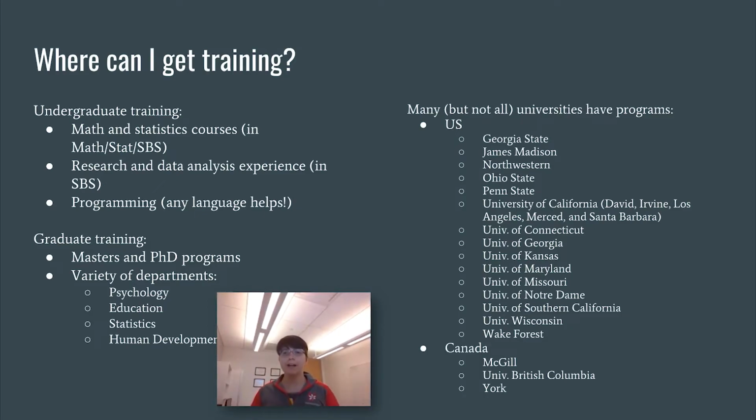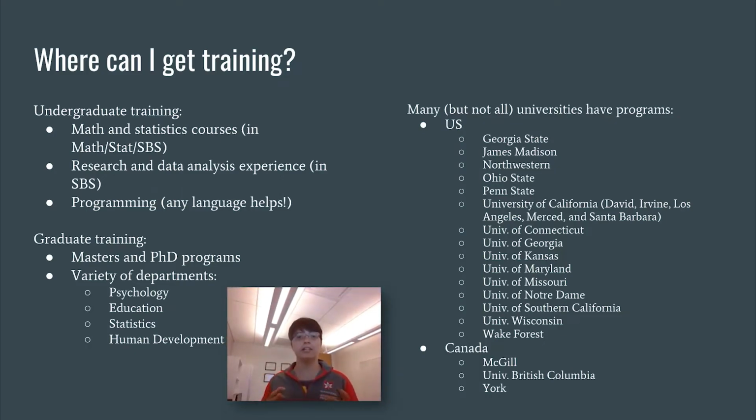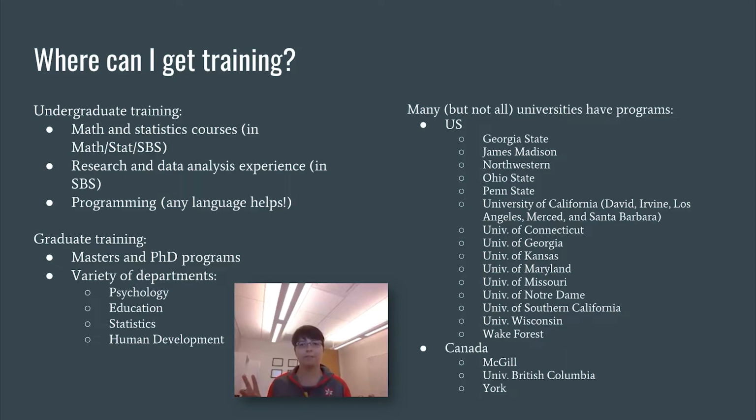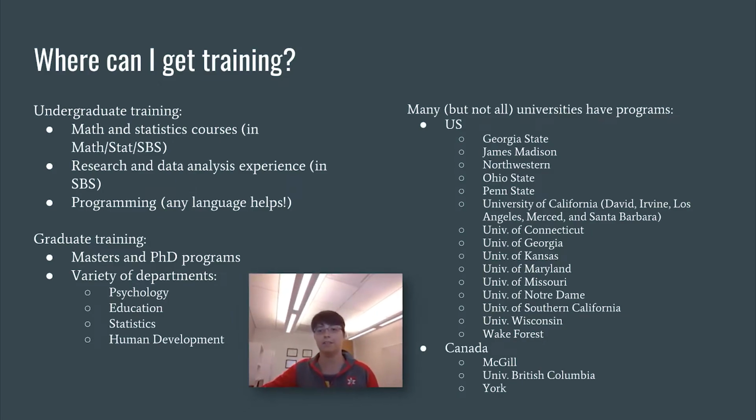In terms of graduate training, there are both master's and PhD programs, and oftentimes they're housed in a bunch of different departments. So you can find them in psychology, education, statistics, human development. On the right hand side here, I have a bunch of different programs that are available in the US and Canada. At the end of this presentation, I will actually provide a link to a document that provides more information about each of these individual schools.